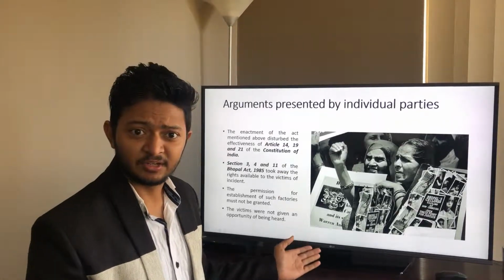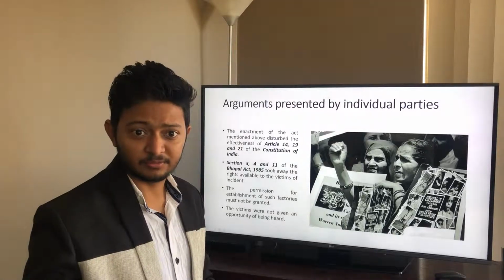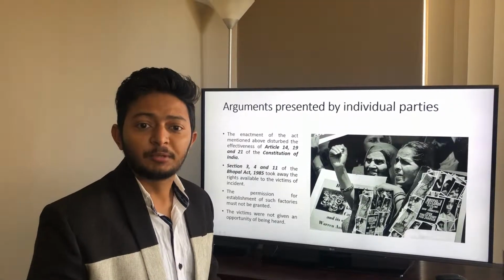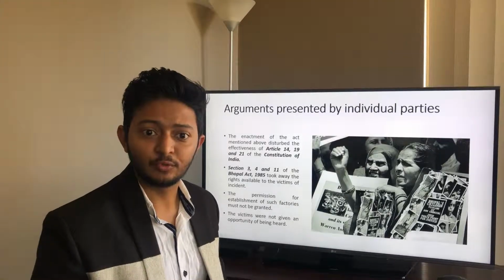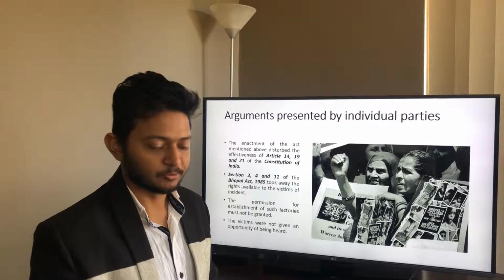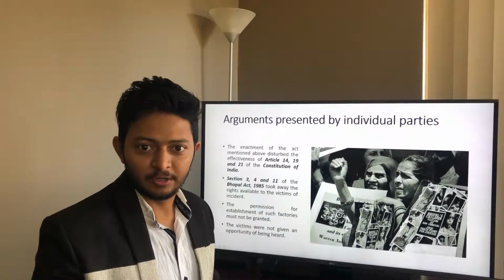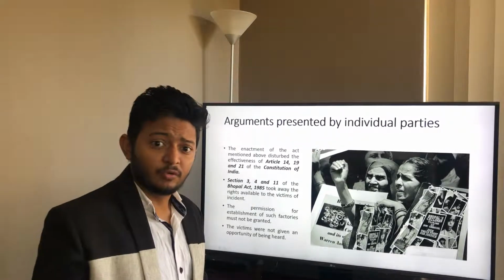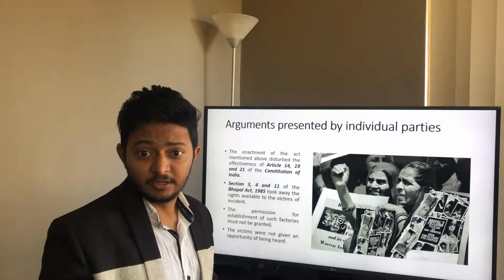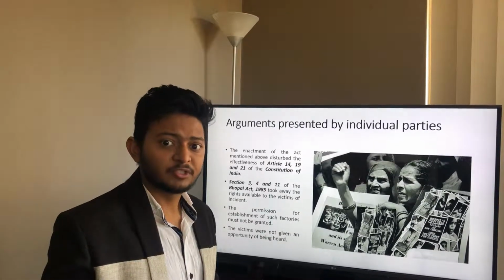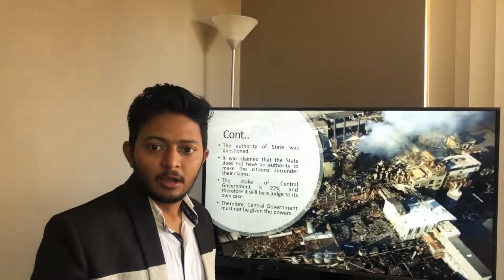This slide contains the arguments presented by parties in a court of law to describe their side of the case. The petitioner contended that the Bhopal Act was violative of the fundamental rights guaranteed to Indian citizens under the Constitution. It also took away the rights of victims to be heard in a court of law. The question was also raised on the permission which was granted to establish such factories, and the act therefore must be held unconstitutional. We are moving on to the next slide.